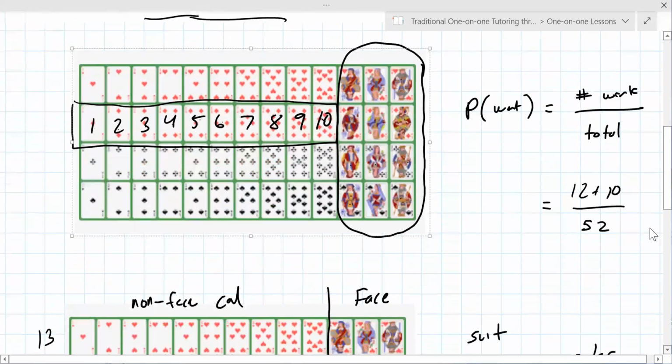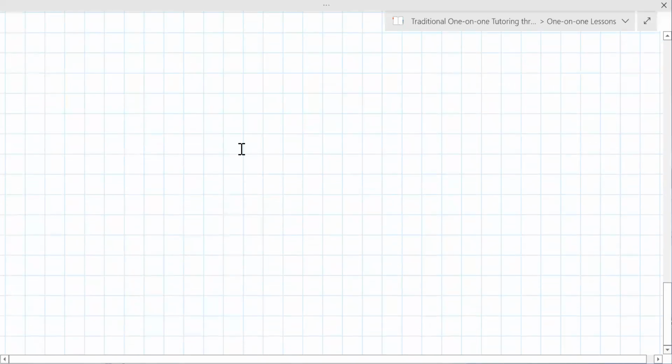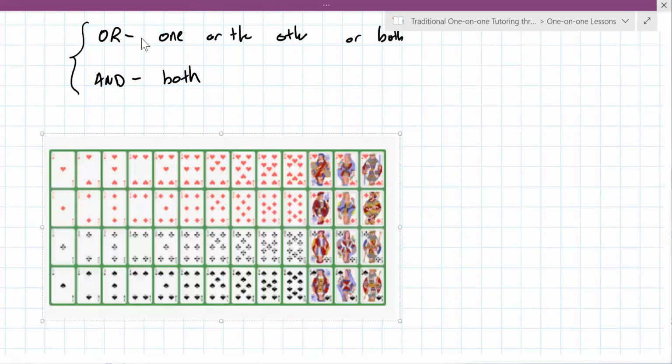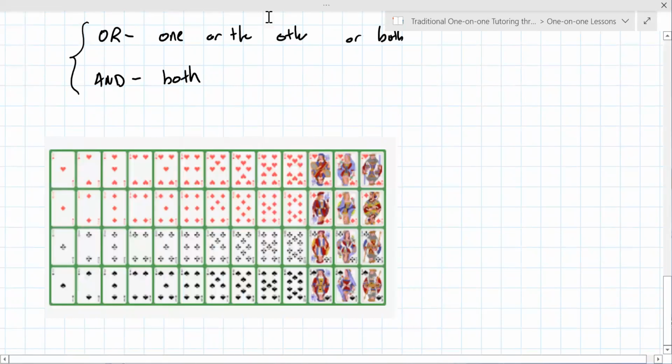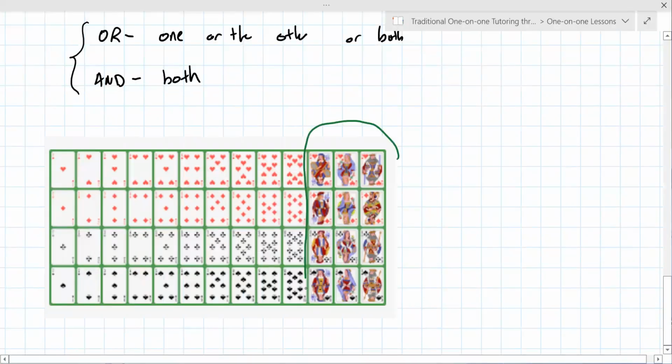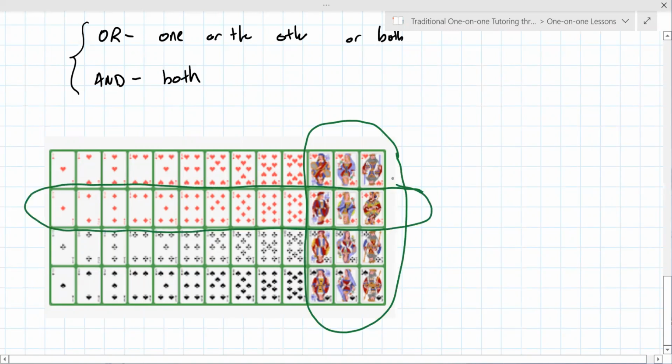Let me bring this down to try to explain this again. Let me circle, actually that's a bad color to use. Let's use this color. Here are all of the face cards, and here are all of the diamonds. So the both is the overlap. That's the both.